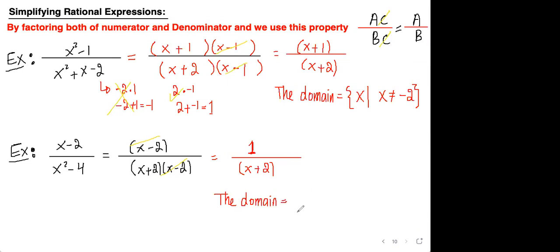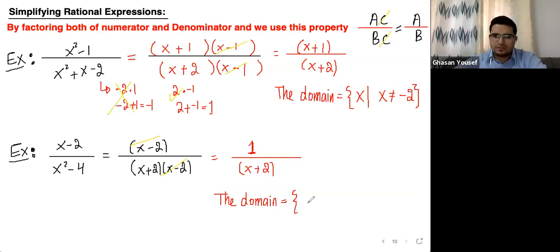So you can always set the denominator to 0 and see whatever the x value is. Exactly, I have to remove the zeros of the denominator.